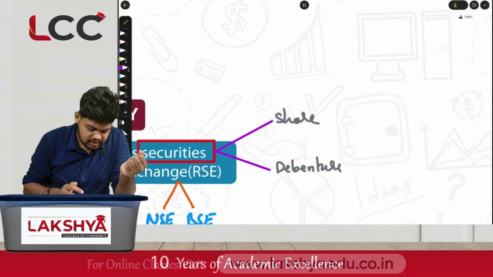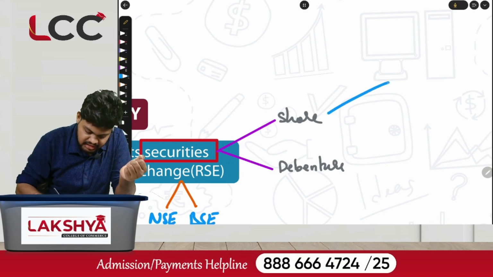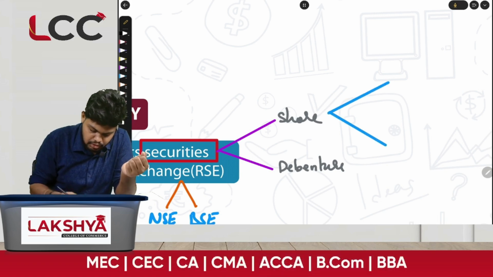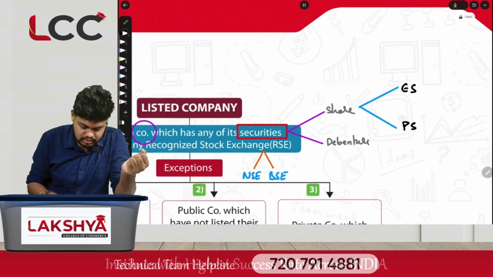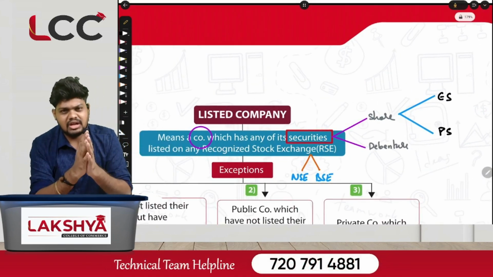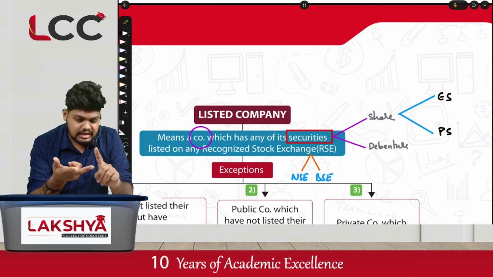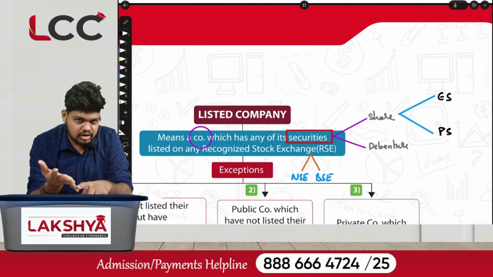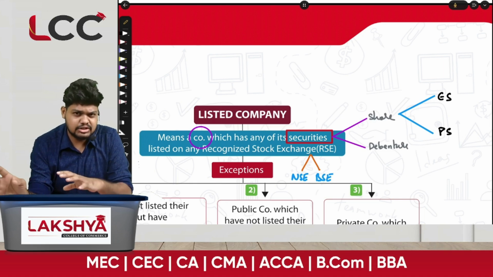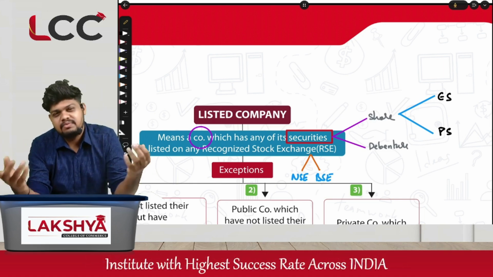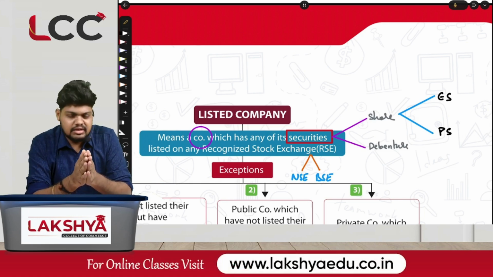And we all know the word shares is again subclassified into two categories: equity shares and preference shares. So can I sum up with the logic that if either a private company or a public company got its equity shares, preference shares or debentures listed, made available on any one of the recognized stock exchanges, that is NSE, BSE, or even Kolkata Stock Exchange etc., it will be called a listed company.